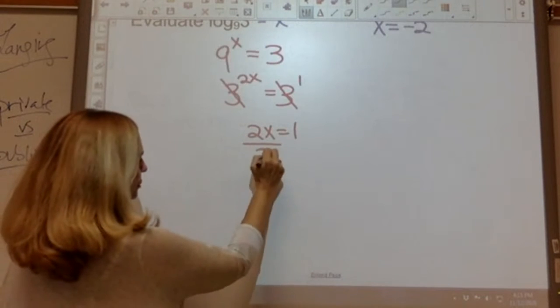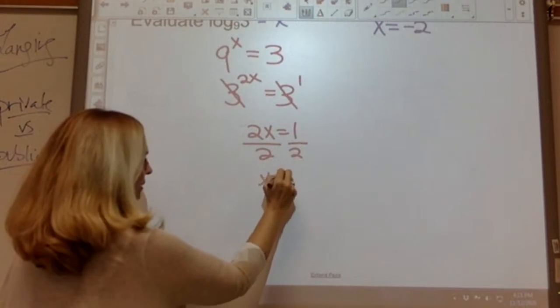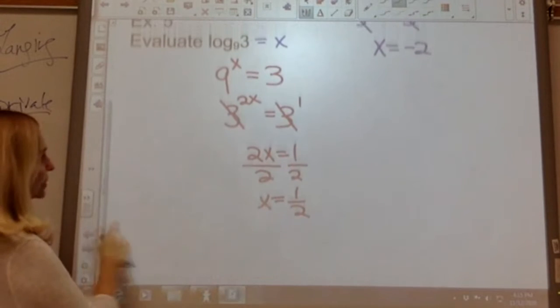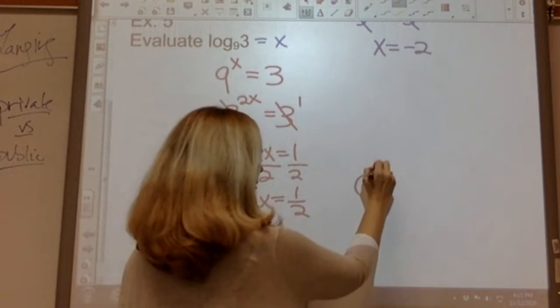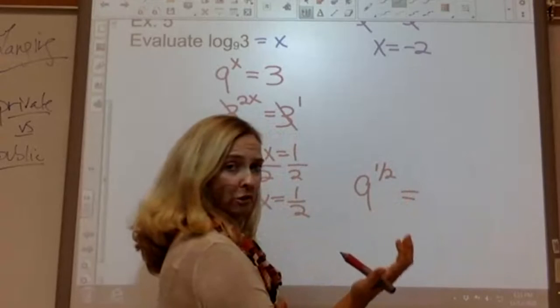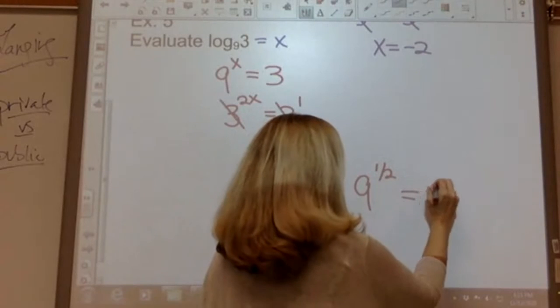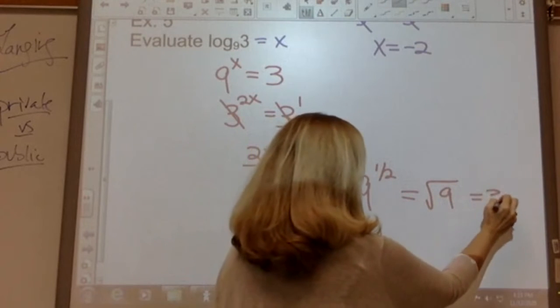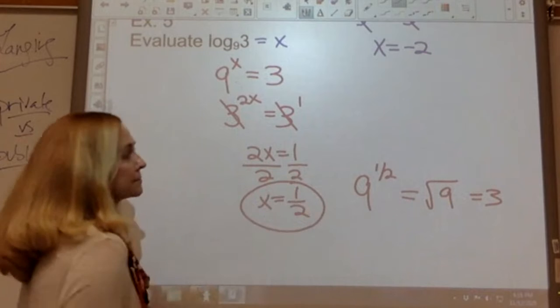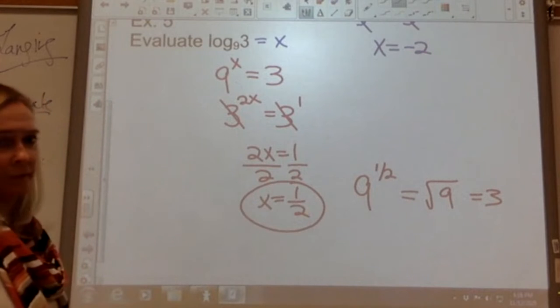And I can divide by 2. So x equals 1/2. Right? This is because 9 to the 1/2 means 1/2 as an exponent means square root. So this is really saying what's the square root of 9, and we know it is 3. So it checks out. But this is how you can get it using the exponential form of the logarithm.